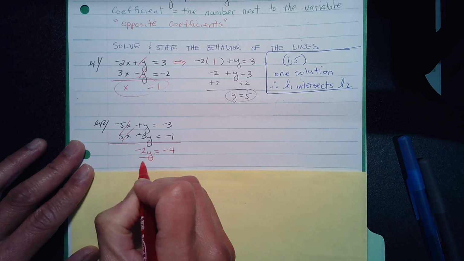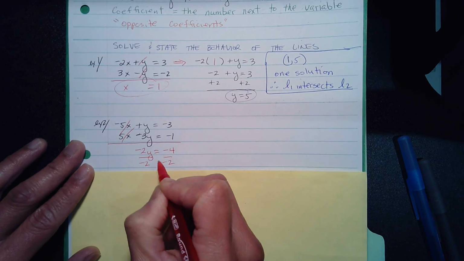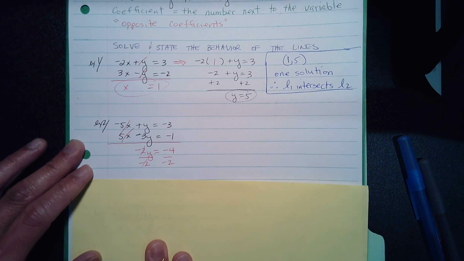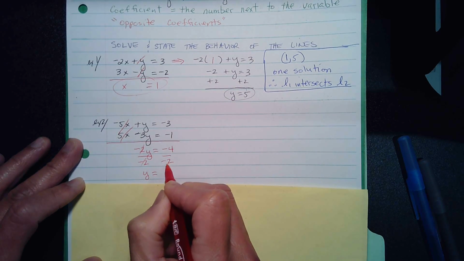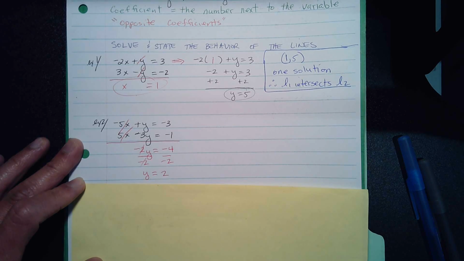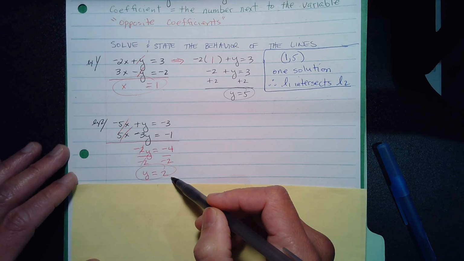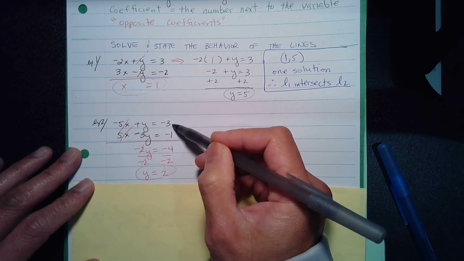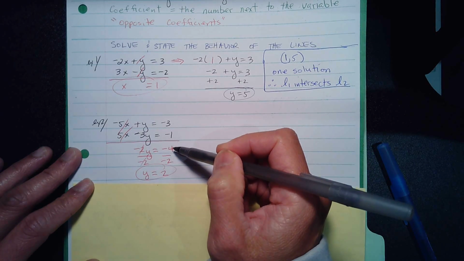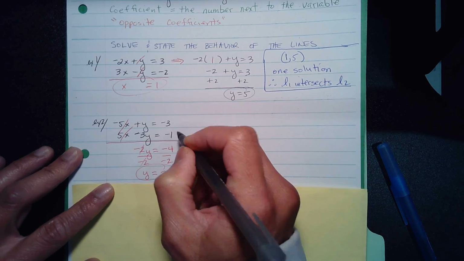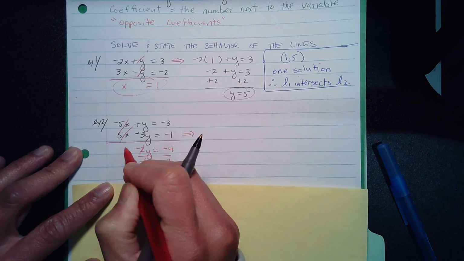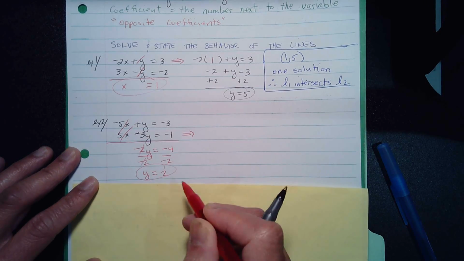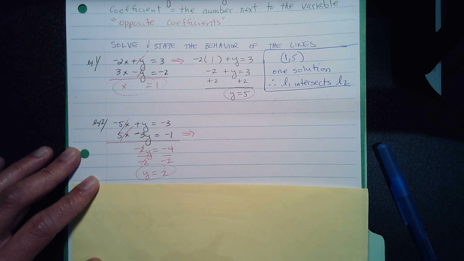From here, we divide by -2. Y equals -4 divided by -2 is +2. So we have our y. Now I'm going to substitute what we got for y into one of these equations. Since we're solving for x, I prefer to use this equation here, because the coefficient of x is a +5. I'm trying to avoid negatives.